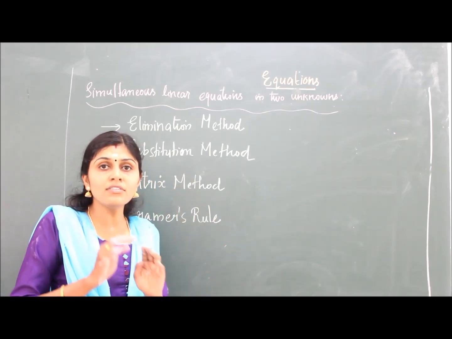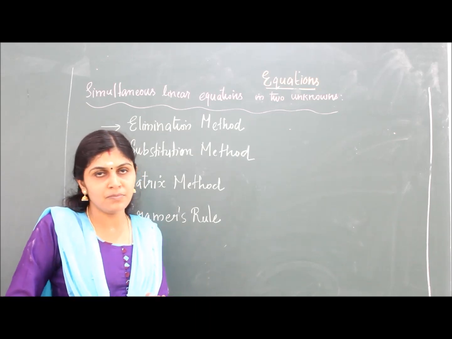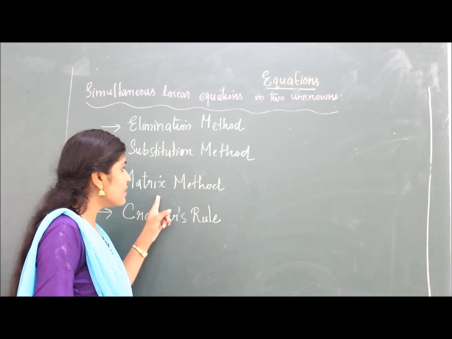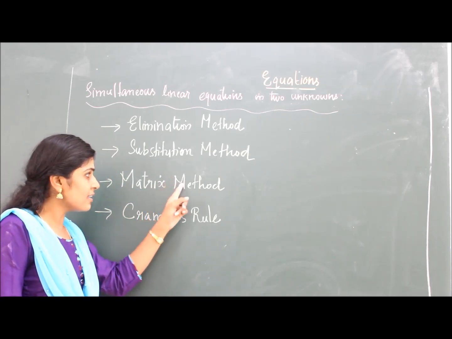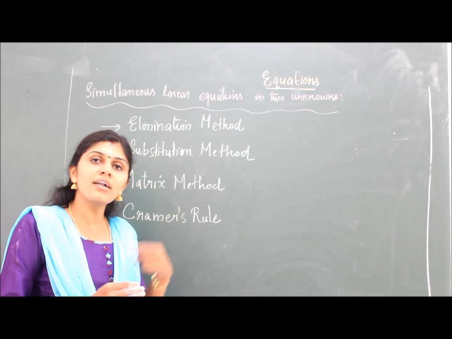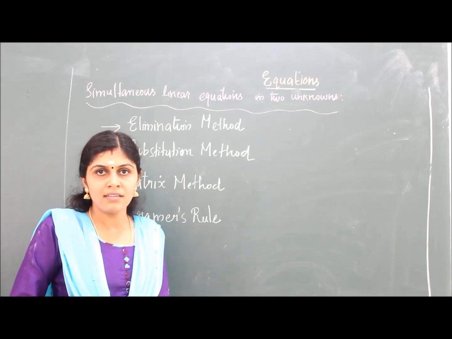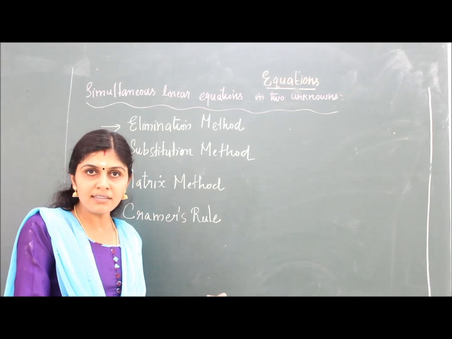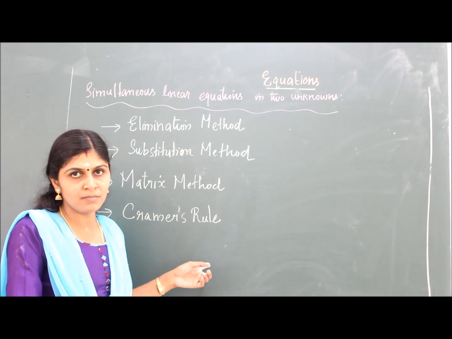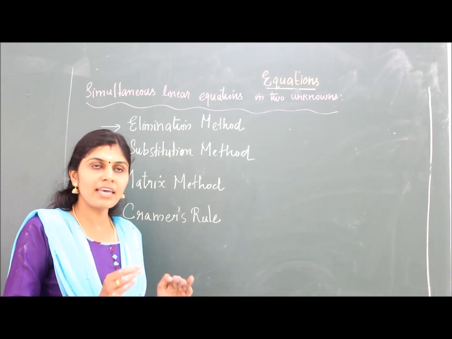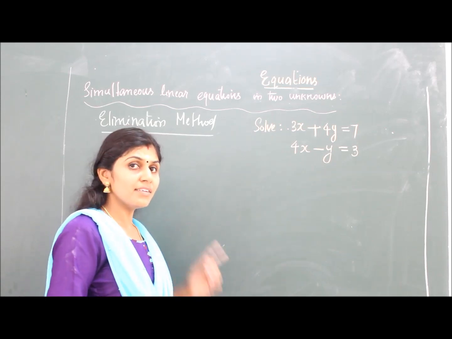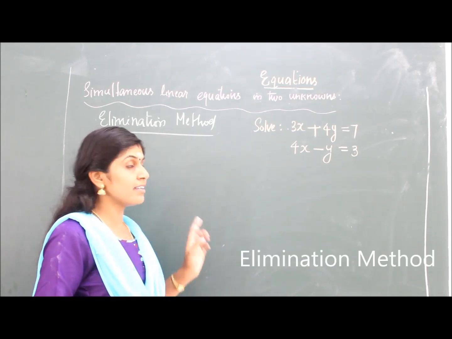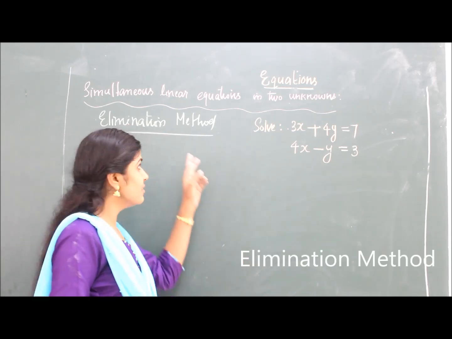Then the second one, the substitution method. There we have to substitute for one unknown. The third method is the matrix method, and the fourth one is Cramer's rule. These two methods you will deal with only when you study matrices. In the chapter related to matrices, you are going to study these two methods. For the time being, we can study the first two methods only.